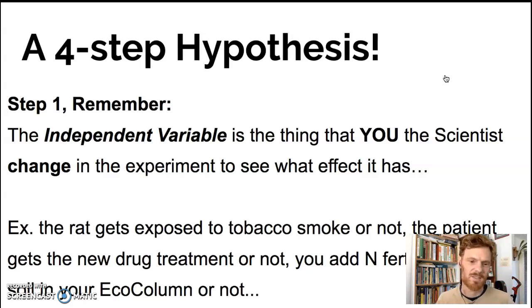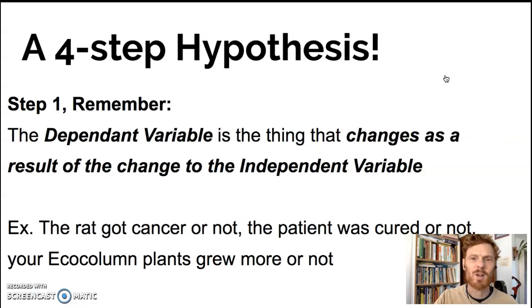to see what effect it has. For example, the rat gets exposed to tobacco smoke or not. The patient gets the new experimental drug treatment or not. You add nitrogen fertilizer to the soil in your eco column or not. And the dependent variable changes as a result of the change to the independent variable. Or maybe it doesn't if you don't have a good hypothesis, but it should.